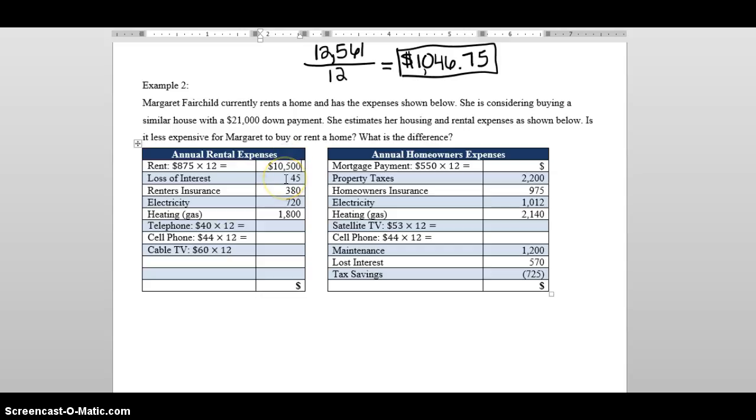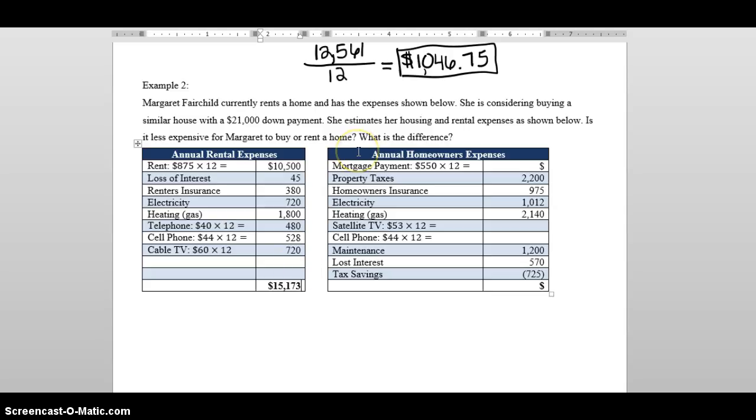She will lose $45 in interest, pay $380 for renter's insurance, $720 in electricity, $1,800 in gas, $40 a month for 12 months for her telephone, which gives us a cost of $480. Her cell phone will cost $44 a month, which gives us a total of $528. And cable TV is going to cost $60 a month for 12 months. We're going to add all of these costs up, which gives us a total annual cost for renting of $15,173.